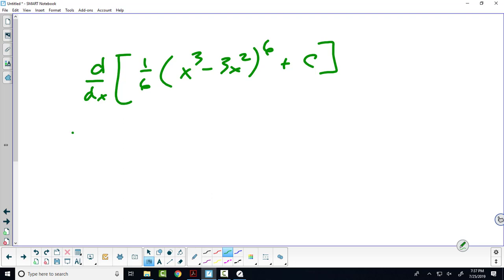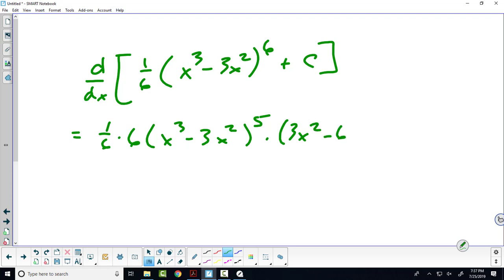Okay? By the chain rule, we've got an inside function and an outside function, right? The outside function is something to the 6th power, right? So that will be 1/6 times 6 times that something, all now to the 5th power. But by the chain rule, I now have to multiply by the derivative of what was inside there, which gives me 3x squared minus 6x. And of course, the derivative of the constant is 0. So you see how we undid the chain rule with the U substitution.